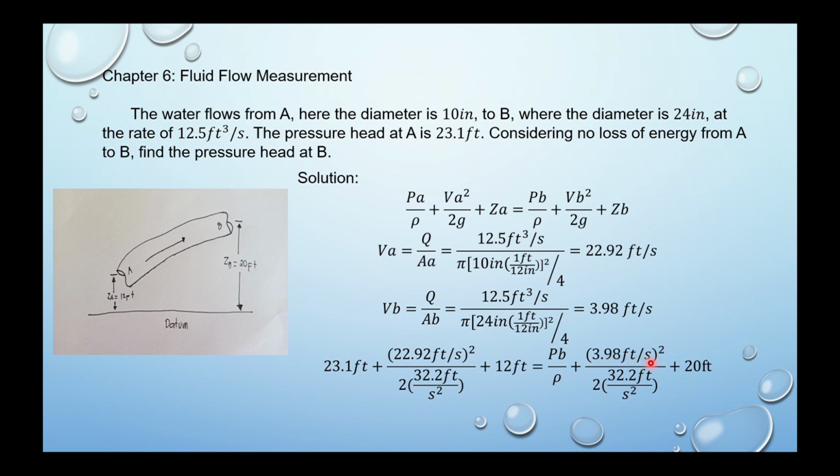3.98 feet per second raised to 2 over 2 times 32.2 feet per second squared, which is the constant gravity, plus 20 feet, which is the height at B. So, simplify. Our pressure head is equal to 23.01 feet.